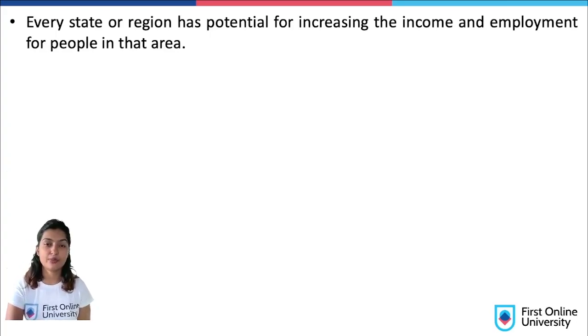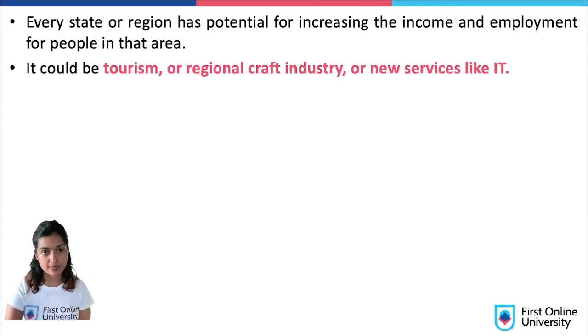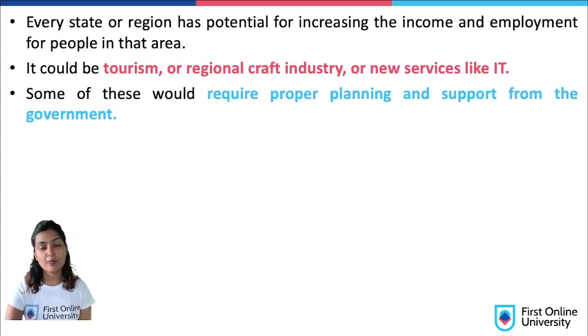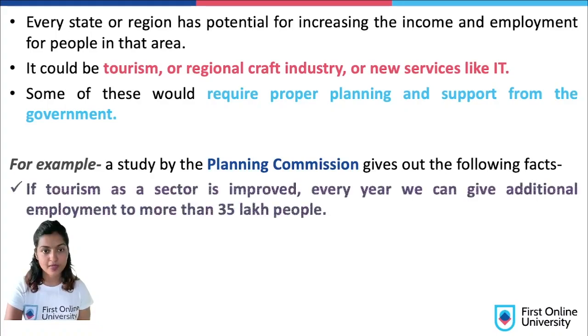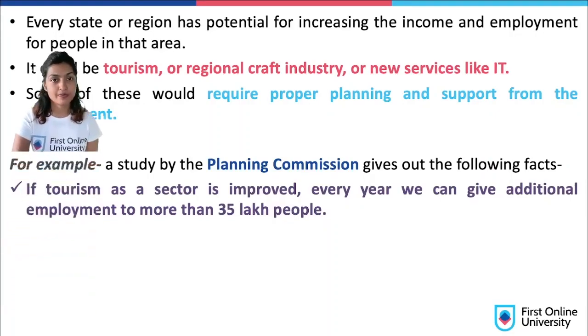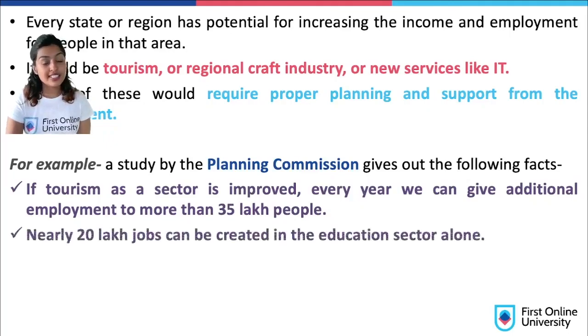Every state or region has potential for increasing the income and employment for people in that area. It could be tourism, it could be regional craft industry, or it could be new services that are booming such as IT. Some of these would require proper planning and support from the government. For example, a study by the Planning Commission gives the following facts. If tourism as a sector is improved, every year we can give additional employment to more than 35 lakh people. Nearly 20 lakh jobs can be created in the education sector alone.